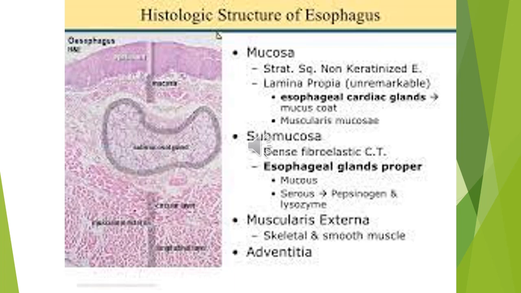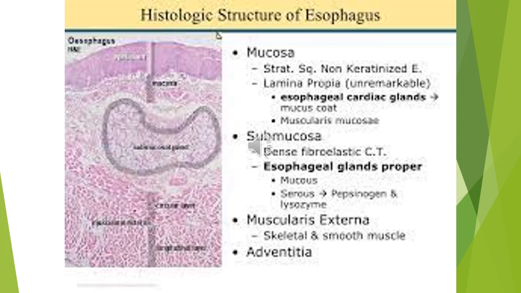Now, just outside the submucosa is the layer of muscularis externa, which consists of inner circular and outer longitudinal muscle fibers. But there is some difference in the muscularis externa of the esophagus. In the upper part, the muscularis externa comprises skeletal muscles only, while in the middle portion there will be skeletal and smooth muscle, and in the lower one third only smooth muscles will be present.